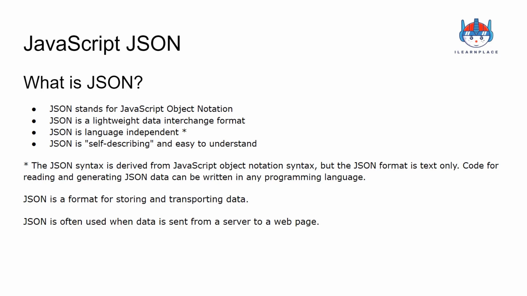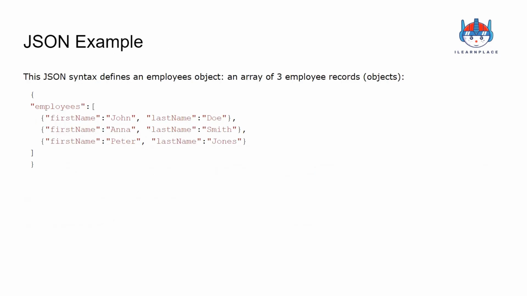It needs to be converted to a native JavaScript object when you want to access the data. This is not a big issue. JavaScript provides a global JSON object that has methods available for converting between the two.